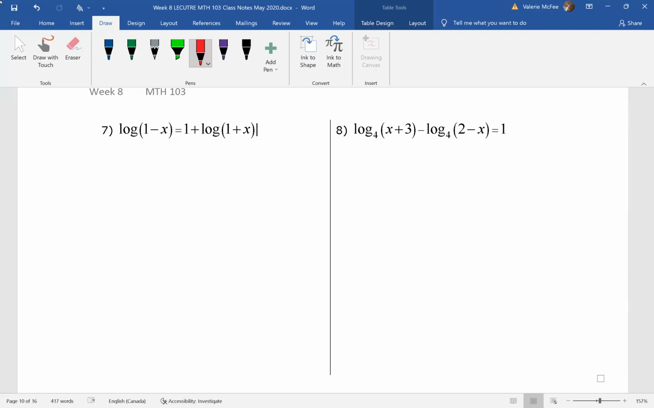More log equation practice. Okay, question 7. I see I have two logs, one on each side, but there's also that term 1 plus 1. What are we going to do? We're going to put our logs on the same side of the equation.